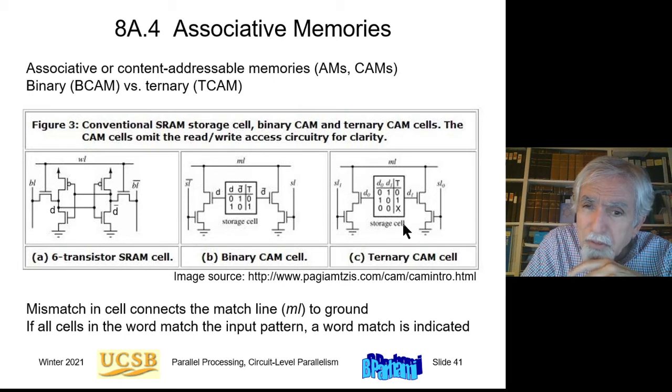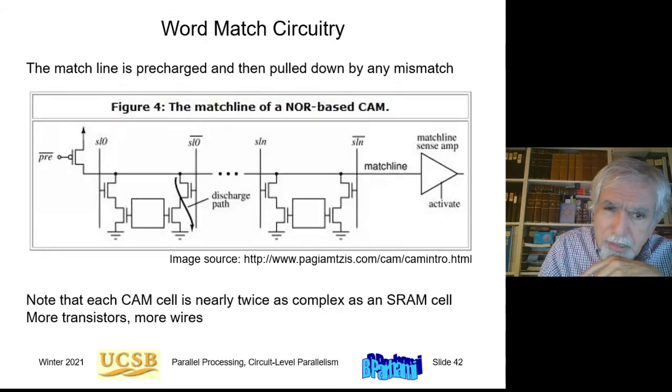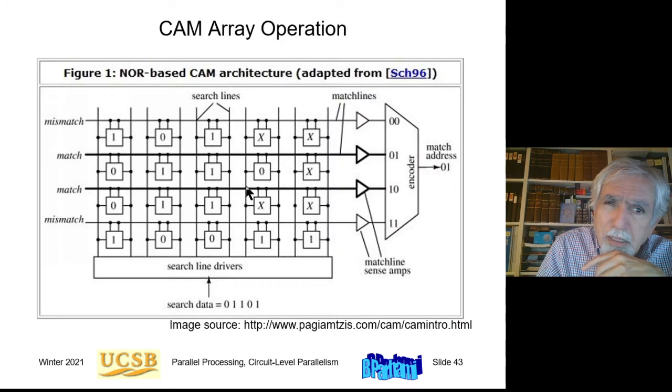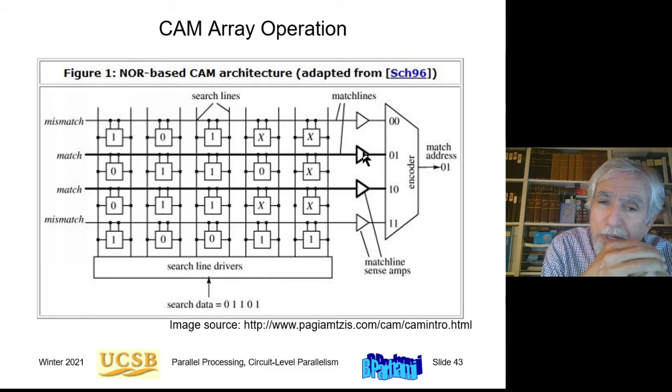So if I want to search for the pattern, let's say, 0, 1, 1, 0, 1, this pattern: 0 matches this 0, 1 matches this 1, 1 matches this 1, 0 matches this 0, and the 1 that I want in the 5th position matches this X, so this one will respond to that query.